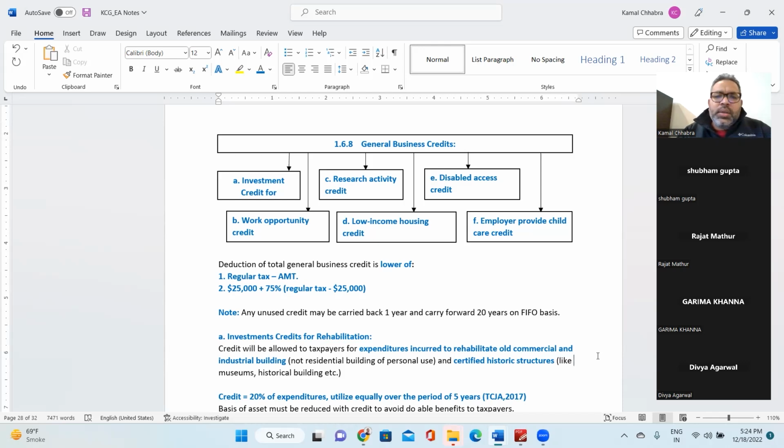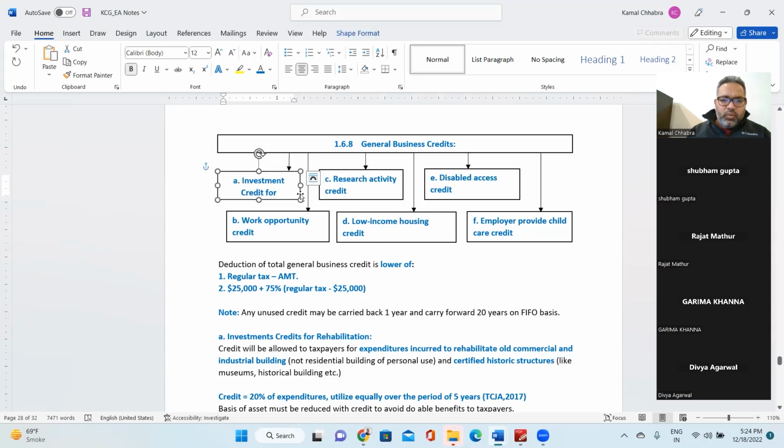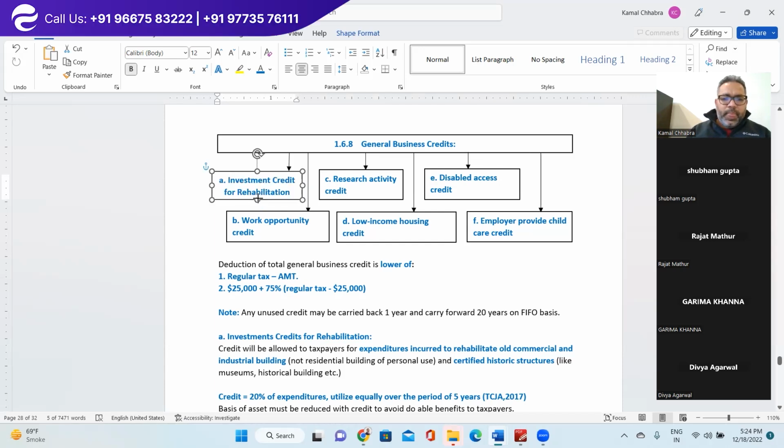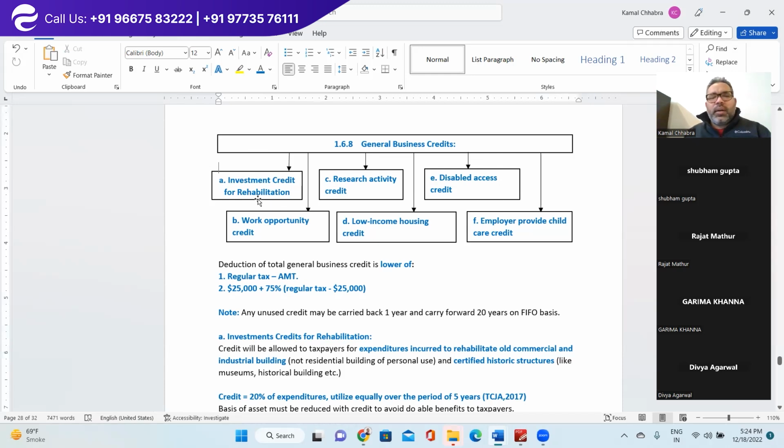Right. So general business credits include 6 categories of credit. One is the investment credit, that is for the amount you pay for rehabilitation, the capital expenditure you make for the rehabilitation of your office or something like that, right? So that one is the investment credit for rehabilitation, where you are doing an overall renovation of your facilities kind of thing.